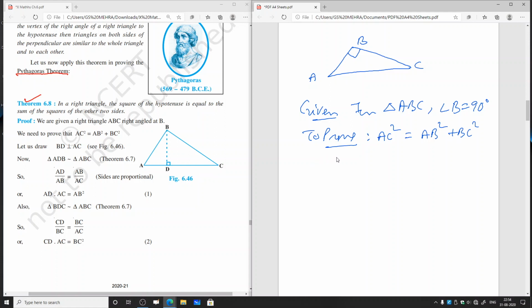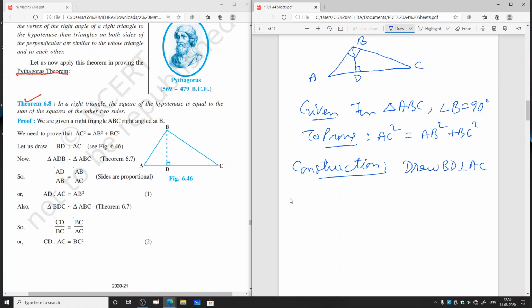Now to prove this, we need to draw a construction. The construction will be: draw BD perpendicular to AC. So this is our construction, BD is perpendicular to AC.